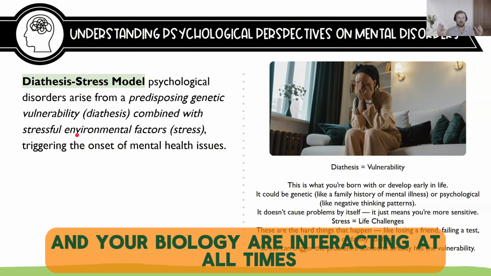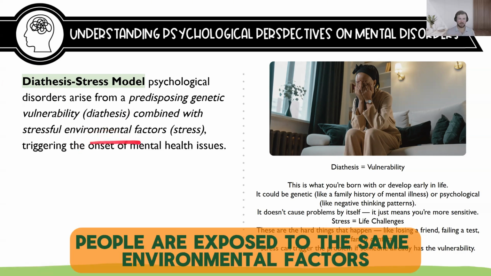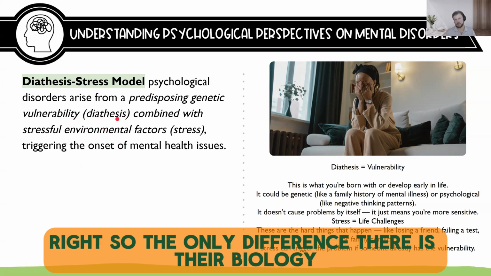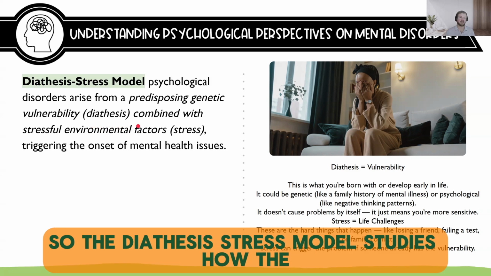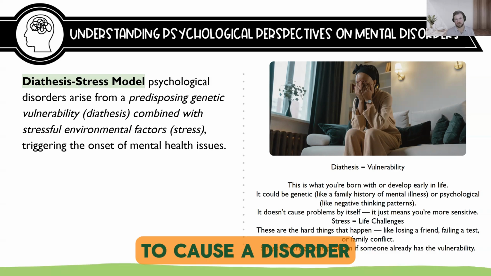The environment and your biology are interacting at all times. Some people are exposed to the same environmental factors, and one gets depressed and one doesn't. The only difference there is their biology, their genetic vulnerability, diathesis. So the diathesis stress model studies how the biology of somebody and their environmental influences interact to cause the disorder.